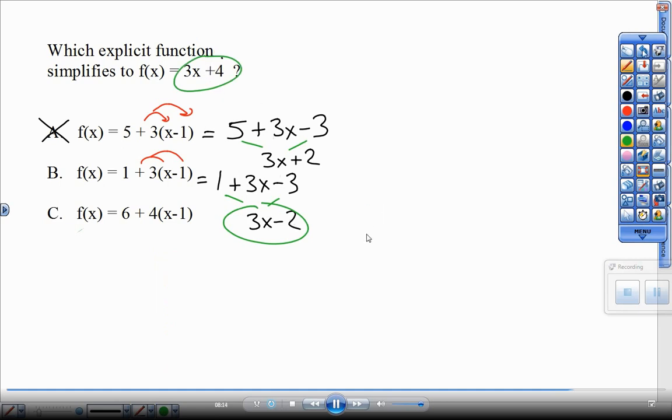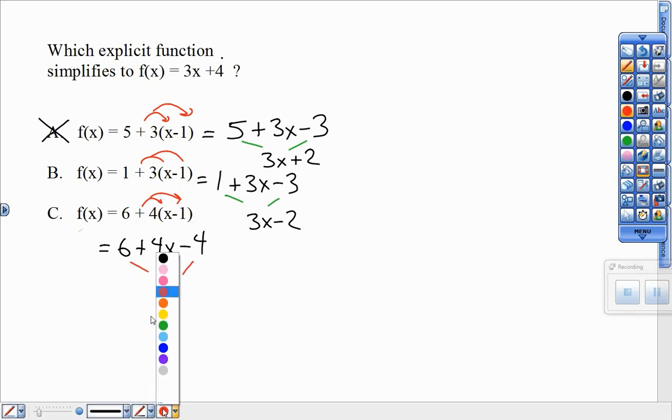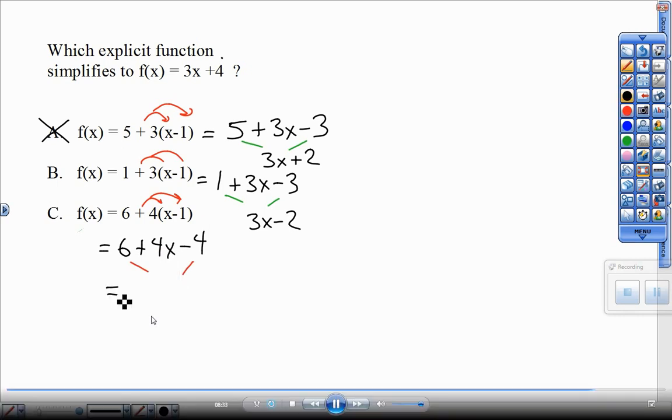No, don't do that. The last one, 4 times x, 4 times negative 1 gives me 6 still, the 6 stays, plus 4x minus 4, and that one gives me 4x minus 2. I could see none of these worked.